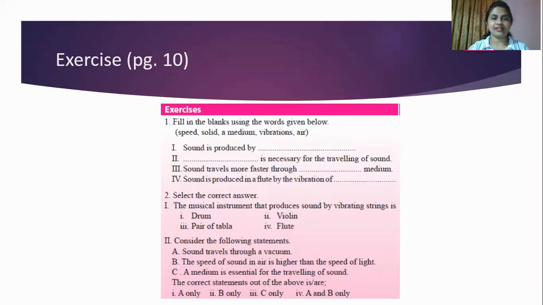I hope all of you got the correct answer for all these questions. If you got all of them correct, then you have listened to me very well.